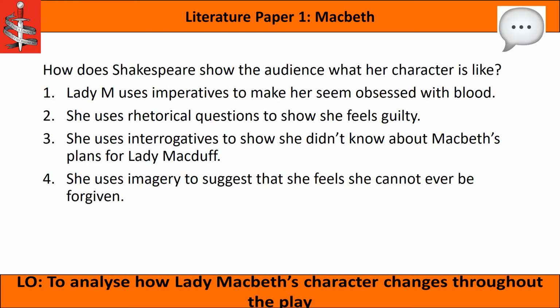Okay, so I would like you to do the same as we did before, really, to try and find quotations that support that Shakespeare uses these devices to show the audience what her character is like and how she's changed. All right, so again, just take 3 to 5 minutes, maybe write down the points that I've made here, and then find your quotations. Pause the PowerPoint for 3 to 5 minutes.